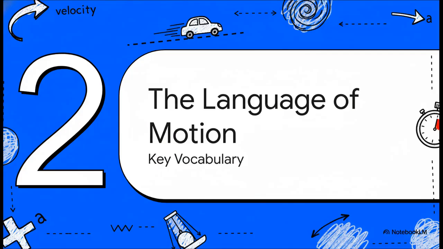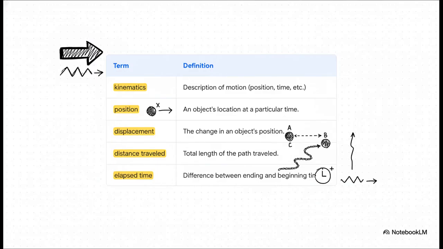So, to describe motion accurately, we all need to be on the same page. We need a shared vocabulary. Think of these next few terms as the essential language for any physicist. Okay, let's start with the absolute basics. We've got kinematics, which we just covered. Then there's position, displacement, distance, and time.